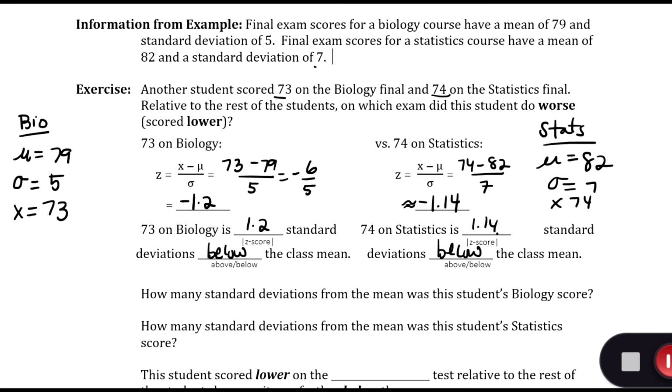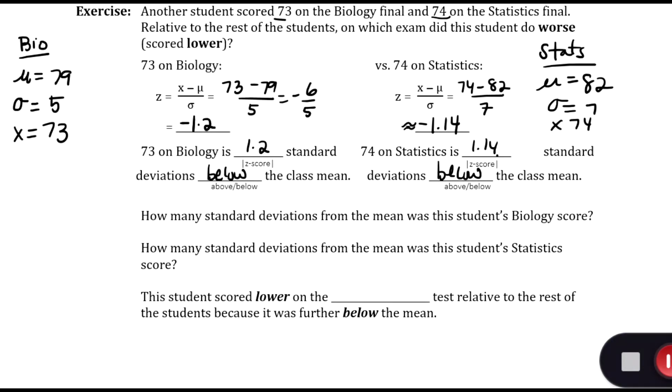With this question, how many standard deviations from the mean was the student's biology score? The actual distance in standard deviations is 1.2. How many standard deviations from the mean was the student's statistics score? It's 1.14. If a score is further away below the mean, then it's lower relative to the other students, their classmates.